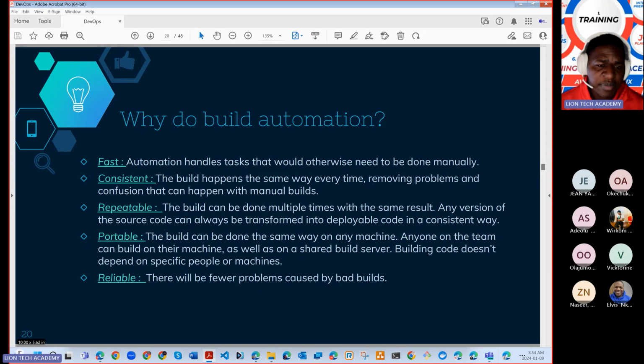Because we have a build server in place, we are going to have a consistent way of building. Builds are going to happen the same way each time. Repeatable: the process can be done multiple times with the same result. Any version of the source can always be transformed into a deployable code in a consistent way. Portable: portability means that the code can build on your machine just like it's going to build on Adiolo's machine, Vicky's machine, or Ama's machine. Reliable: there will be fewer problems caused by bad builds. Why? Because we have a system in place.